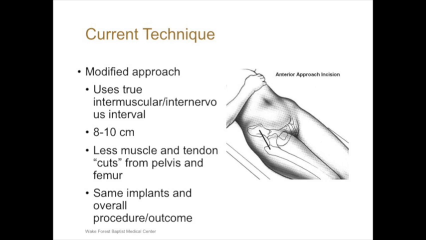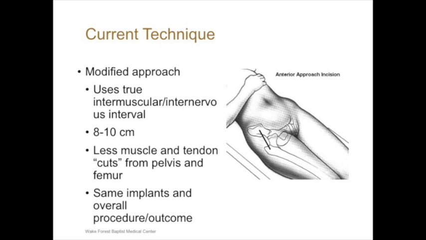So the current technique we use is a modification of that trauma incision, used as an anterior incision. The benefit of this is that it uses a true internervous and intramuscular interval. It's actually going between the muscles innervated by the femoral nerve and the superior gluteal nerve. And the incision is from the ASIS, which is the anterior pelvis, about 8 to 10 centimeters distally towards the lateral aspect of the patella. So it's a pretty small incision.